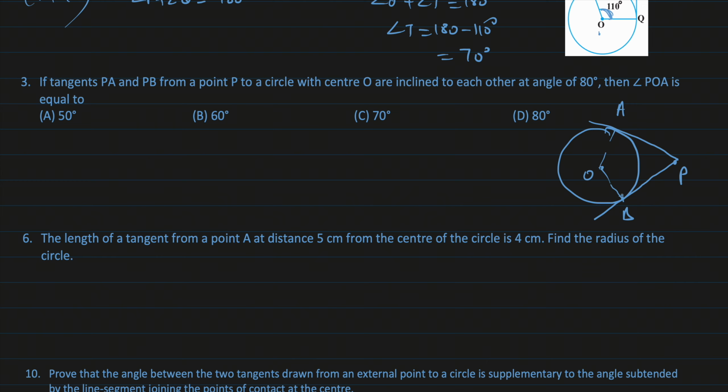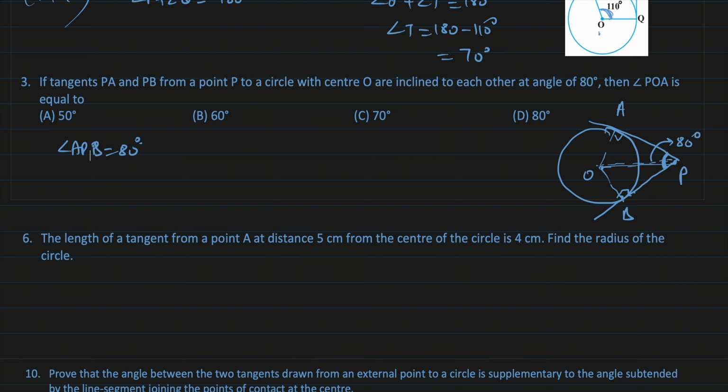Join this, 90 degree, 90 degree. Now they are inclined to each other. Basically the angle between them is given to you as 80 degree. You need to calculate this POA. This whole angle is 80 degree, so angle APB is given to you as 80 degree.